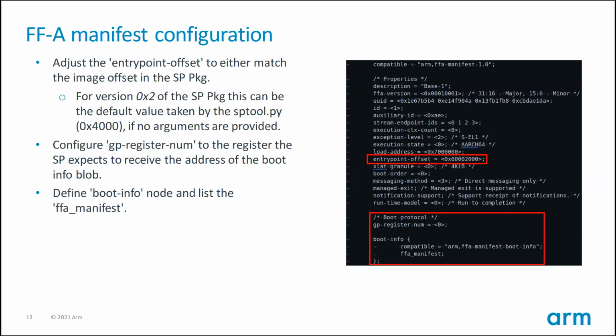Just to give you a quick summary of the changes and the configuration needed for the FFA SP's manifest. In addition to configuring the GP register num that I mentioned before and specifying the boot info node listing the FFA manifest, we would also need to change, or at least take care of, the entry point offset because of the changes made to the way the secure partition package is being generated.